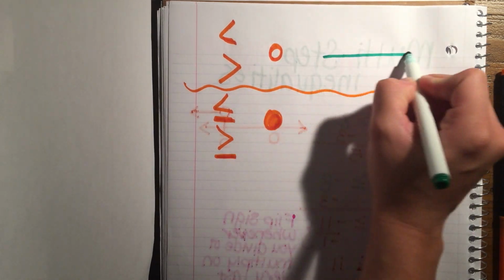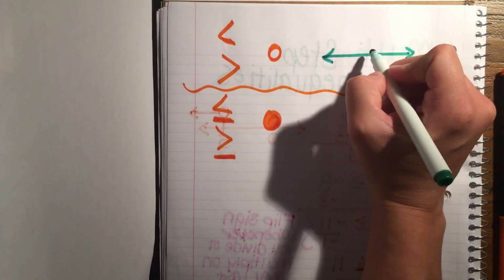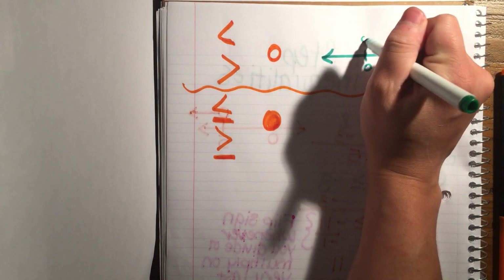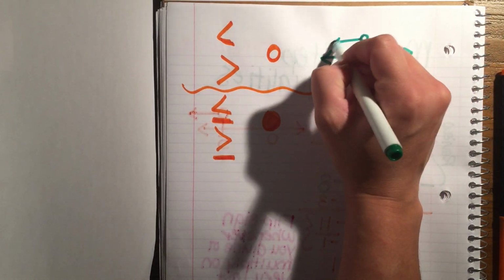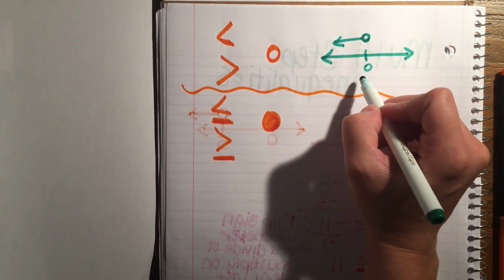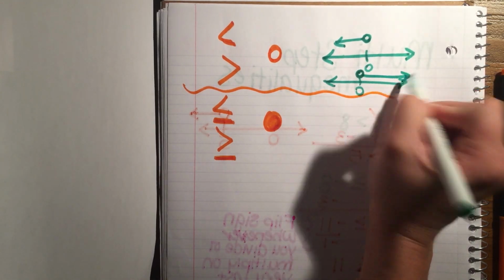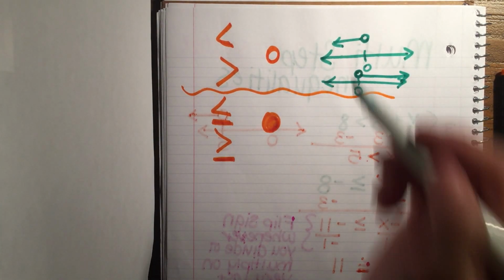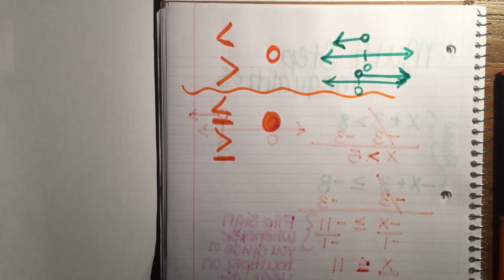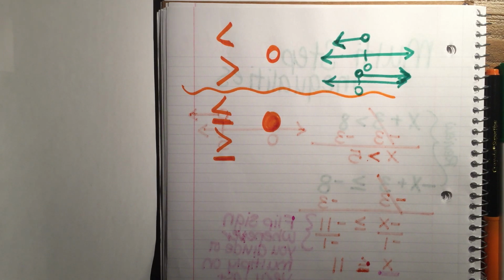So when we graph, we have an open circle facing left, or we have an open circle facing right. See how they face the same direction? That's how you know you've graphed correctly. So now we're going to solve.